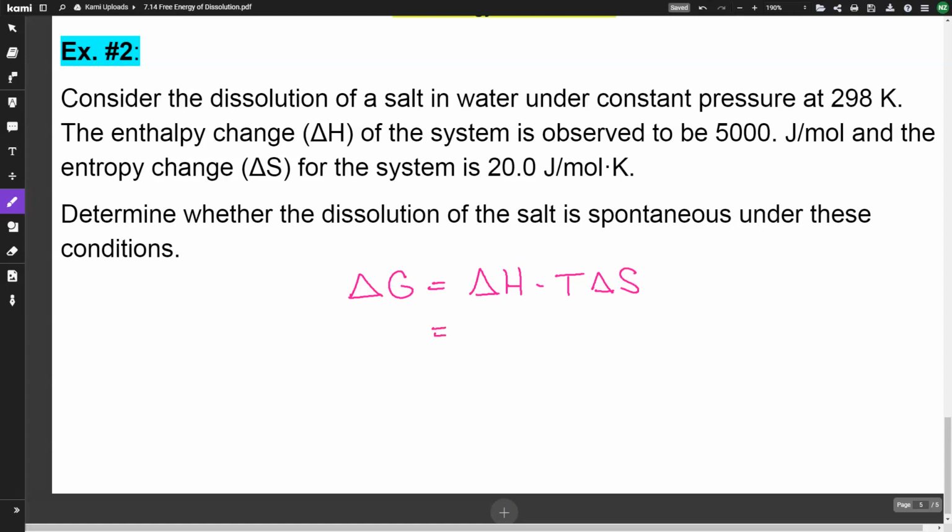Our enthalpy is 5,000. Our temperature is 298. And then our entropy is 20. When I do the math here, I end up with a value of negative 960 joules. Because our value is negative, the dissolution of salt in water is going to be a spontaneous process. And that's pretty much all you need to know about free energy of dissolution.